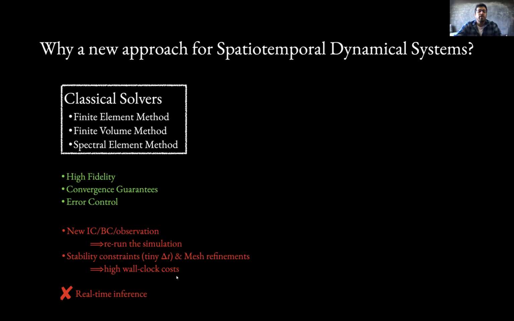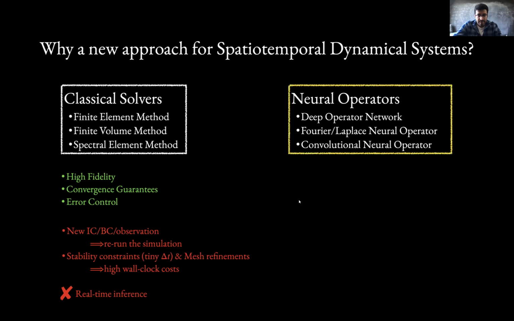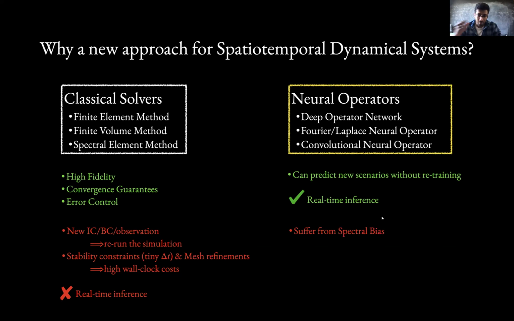So applications that require real-time inference cannot use them directly if there is a new initial condition or boundary condition present. This is why recently we saw the emergence of neural operators, where we can predict new scenarios without retraining. So this facilitates real-time inference in control problems or many different types of problems where it is required. But there's a drawback. It suffers from spectral bias. That is what I'm going to talk about today.